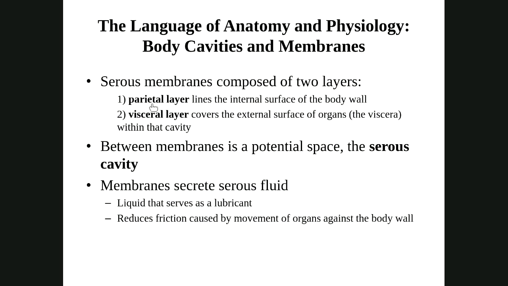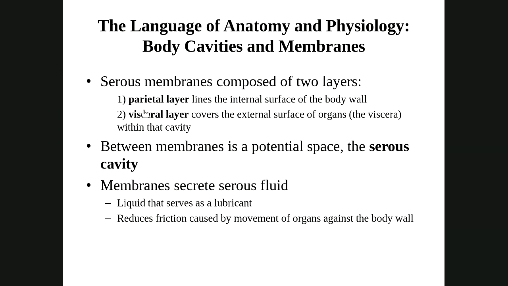So the visceral layer is the layer that's on the surface of the organ. Write that down: visceral equals surface of organ. Parietal layer is on the inside of the cavity, inside of the body wall, inside of that cavity.